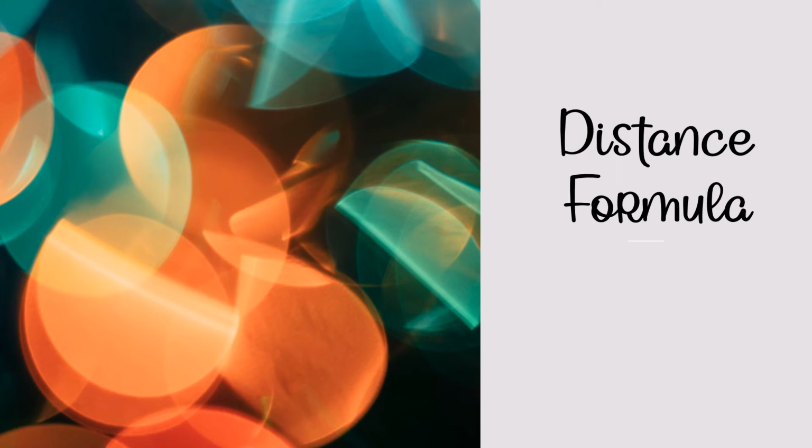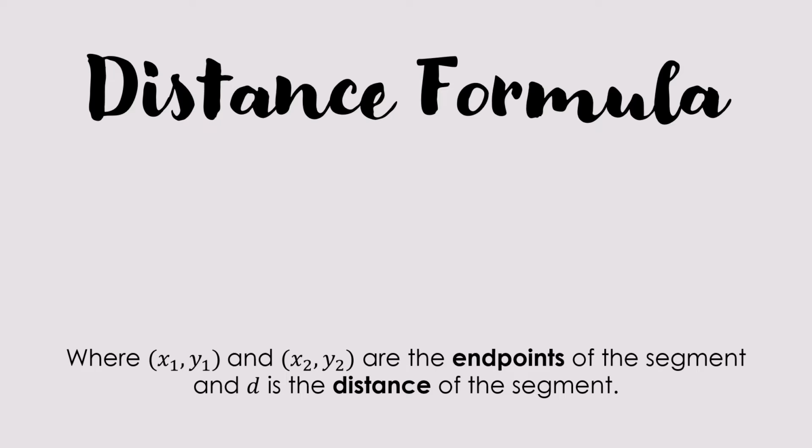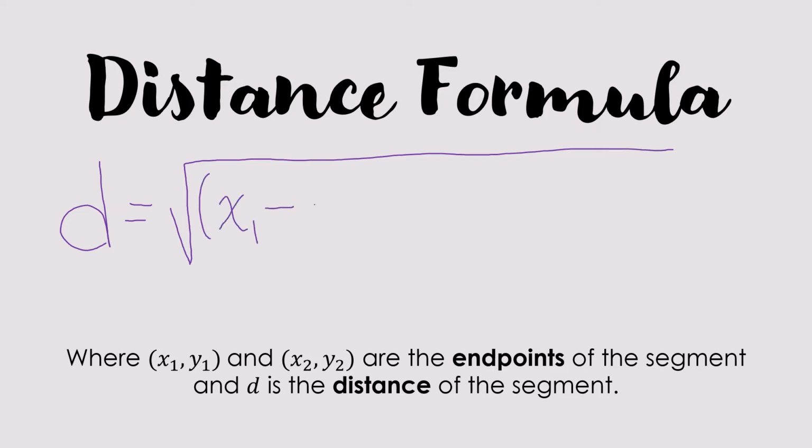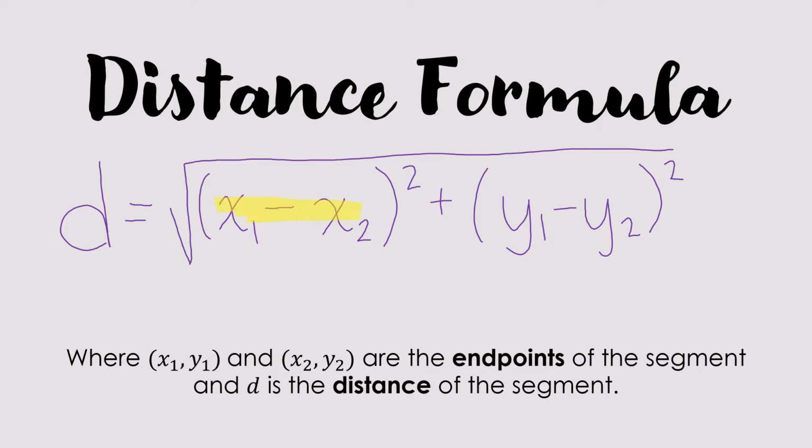The distance formula is derived from the Pythagorean theorem. The distance formula is given by d, which stands for distance, equals the square root of (x sub 1 minus x sub 2) squared plus (y sub 1 minus y sub 2) squared. Essentially, what you're doing is finding the distance between the x values, so the horizontal distance, and then you're also finding the vertical distance.